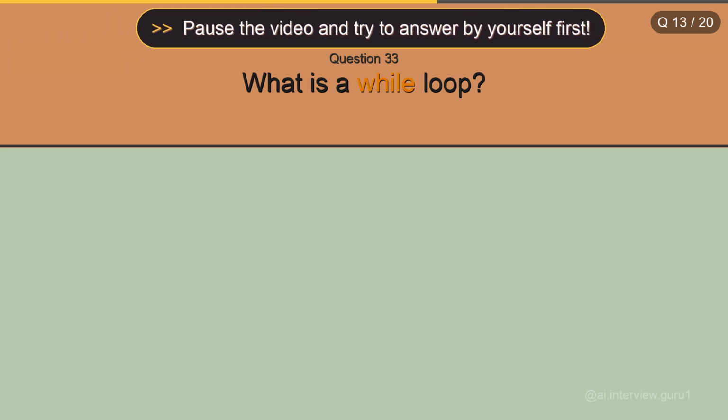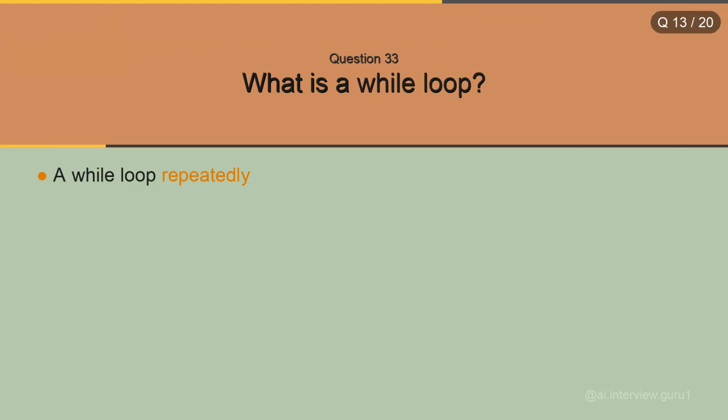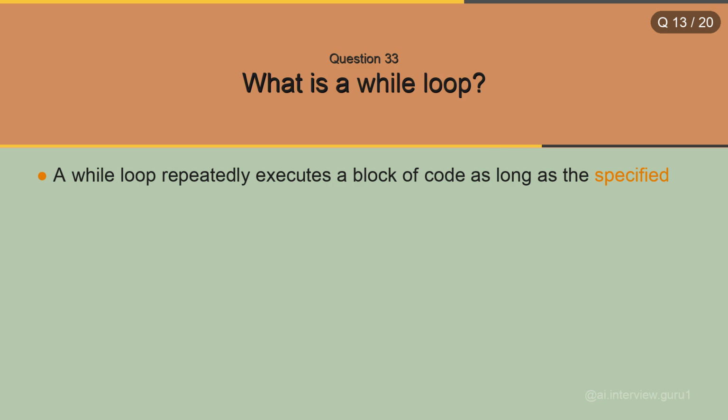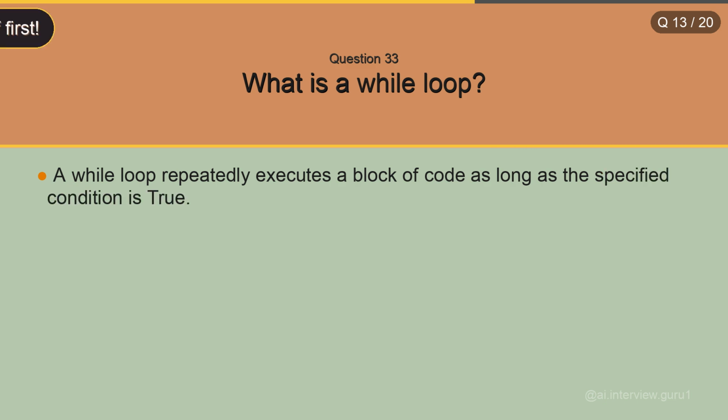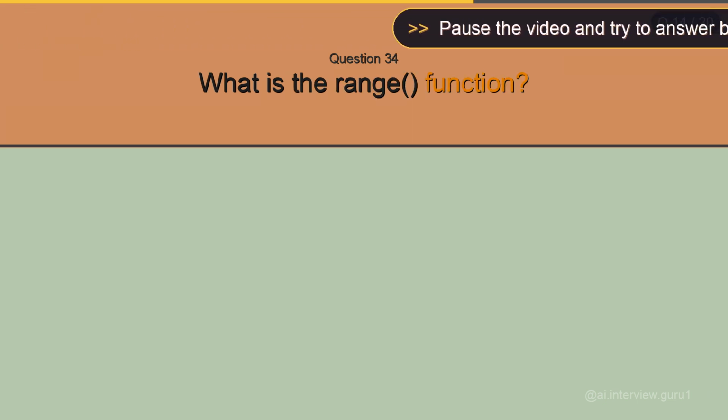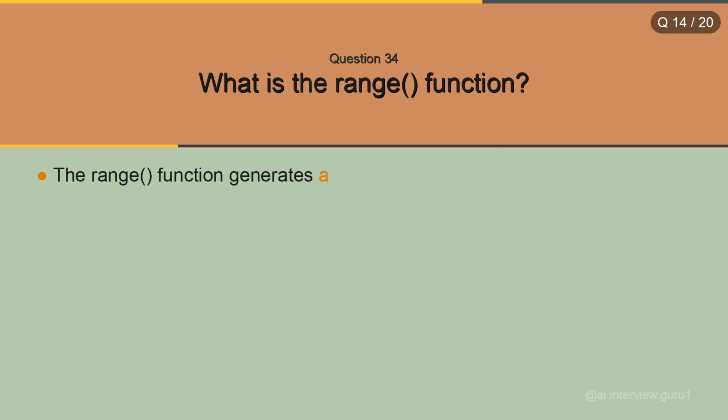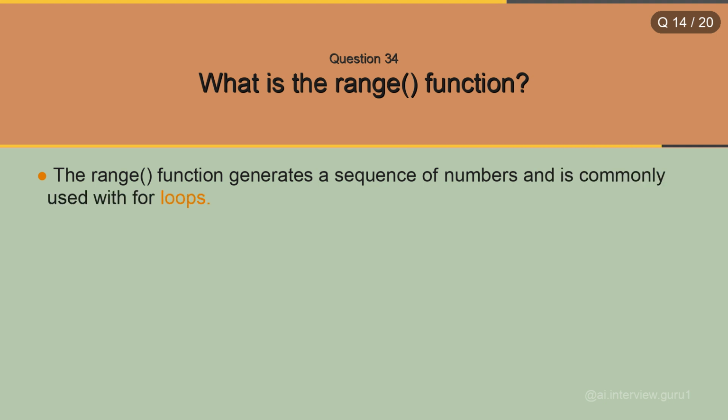What is a while loop? A while loop repeatedly executes a block of code as long as the specified condition is true. What is the range function? The range function generates a sequence of numbers and is commonly used with for loops.